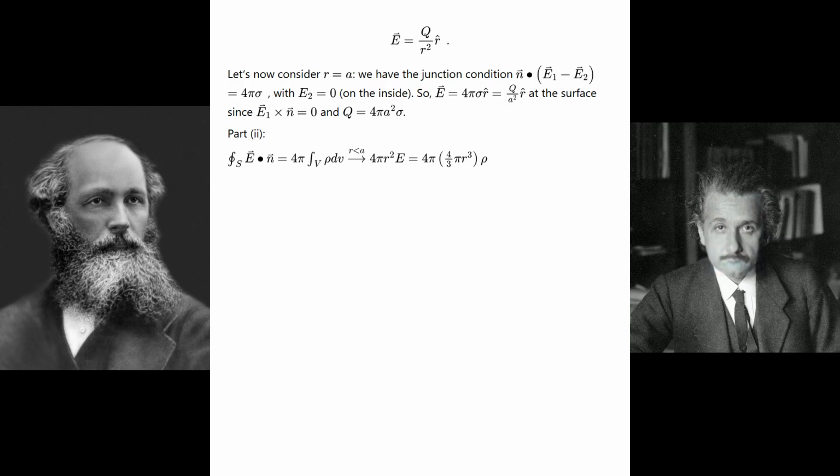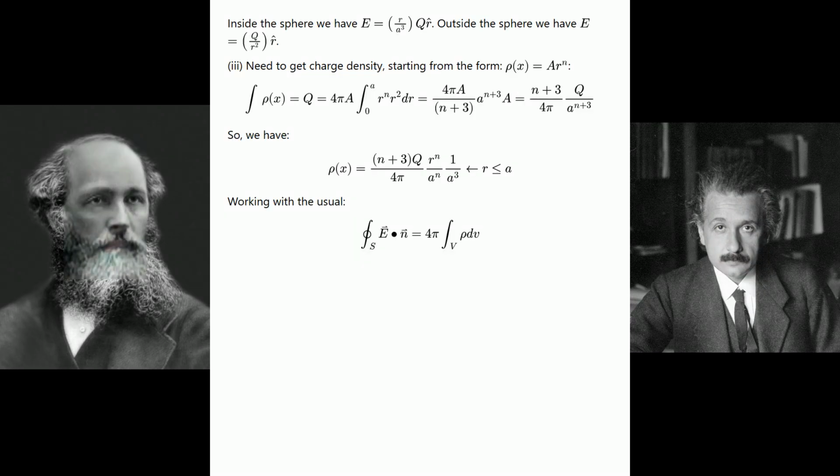Part 2. The contour integral over S of E dot n equals 4 pi times the integral over V of rho dv, which for r less than a gives 4 pi r squared E equals 4 pi times 4/3 pi r cubed rho. Inside the sphere we have E equals q r over a cubed, r-hat. Outside the sphere we have E equals q over r squared, r-hat.